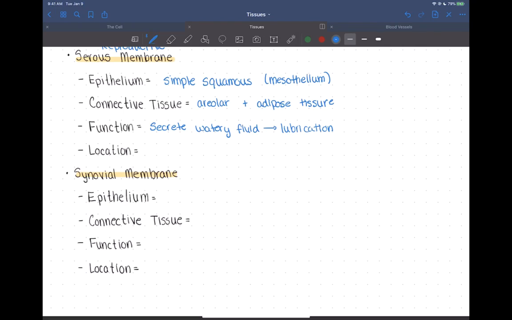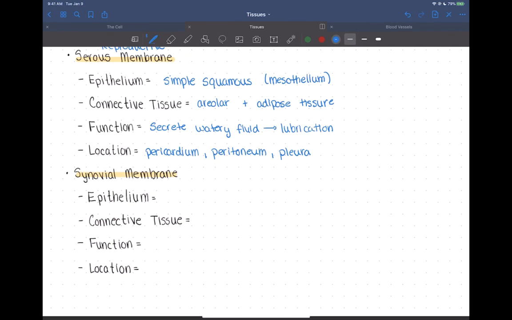Okay? All right, so locations, this would be the pericardium, which is made of serous membrane, right? That surrounds the heart. The peritoneum, all right, that's what I was talking about in the abdominal cavity surrounding all the organs, and the pleura. So the pleura would be around the lungs. So those are three examples of serous membranes.